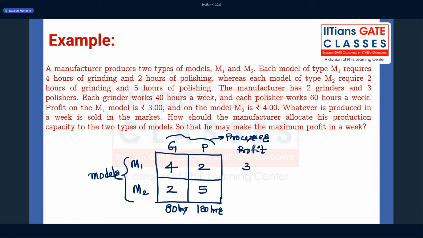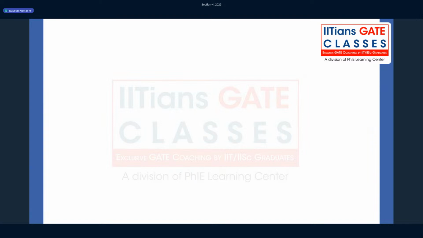That is your 3 rupees on model M1 if you're producing it, 4 rupees on M2. So again, you can take x1 number of M1 and x2 number of M2 that you're going to manufacture, and these two are your choice variables or decision variables. So this is how we have to select first, right? Decision variables. Now, after that, what are you going to do? You're going to write the constraints. Constraints you can write easily.